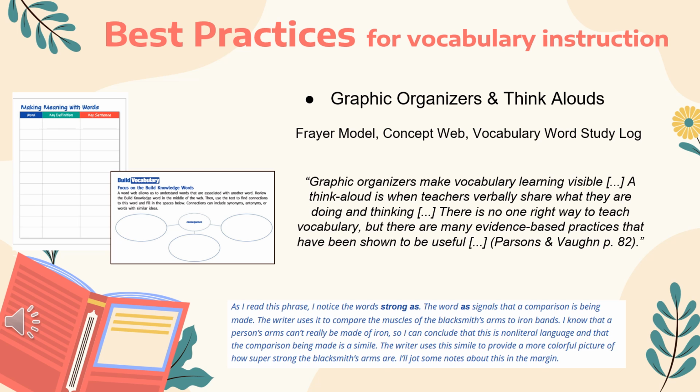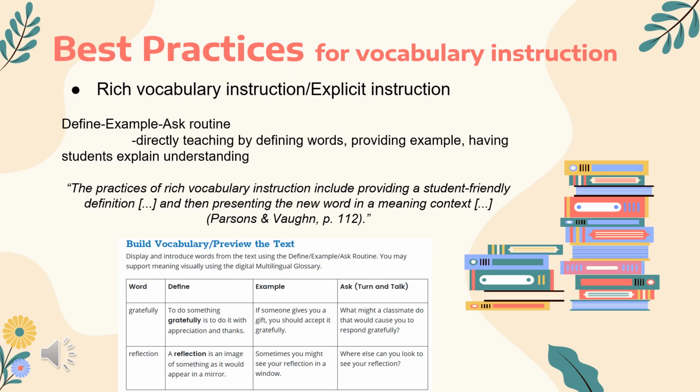So this modeling helps students learn how to actively engage with the text and become better vocabulary learners. The last best practice we focused on is Benchmark's use of explicit instruction for vocabulary. So explicit vocabulary instruction is important because it directly teaches students new words, their meanings, and how to use them. This is going to lead to improved comprehension and overall academic success.